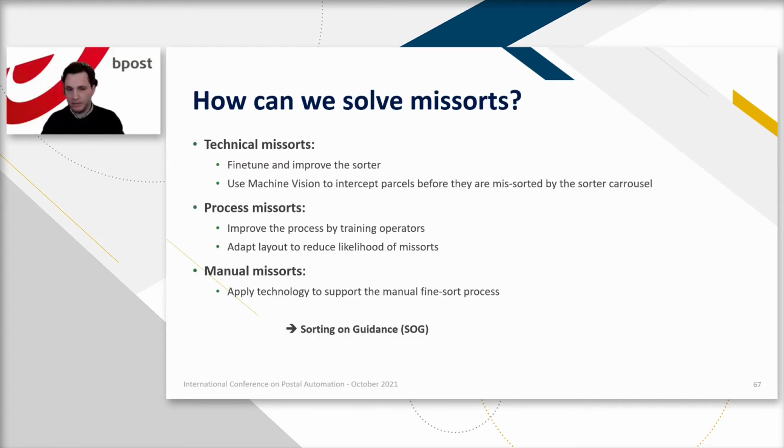So how can we solve missorts? Well, obviously the technical missorts is improving the machine, working with the supplier, fine-tuning the software and the mechanical parts, but also adding features. A project we're also doing is using machine vision to identify these missorts before they become missorts. The process missorts, well, you solve them by making sure your operators can follow the process and that the full process is not too complex, so you get a better quality on the process. And the manual missorts, we chose to apply technology, and this is where sorting on guidance really comes from.